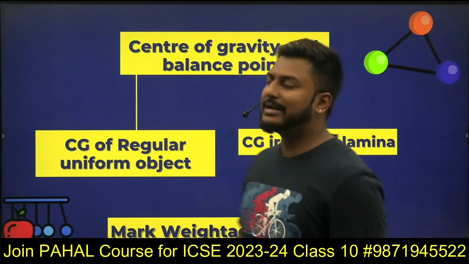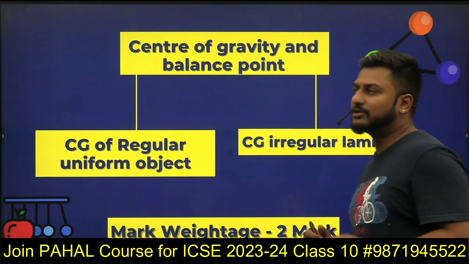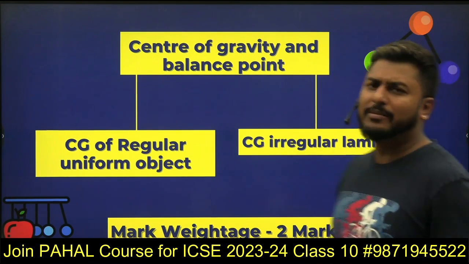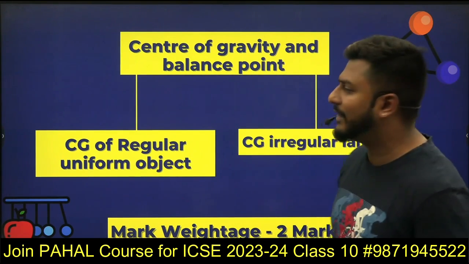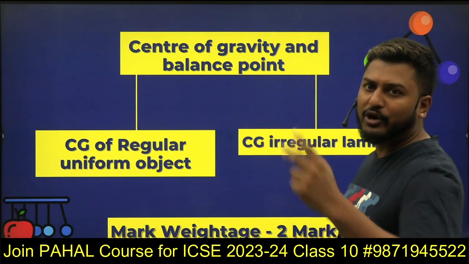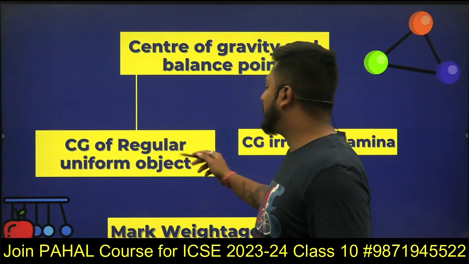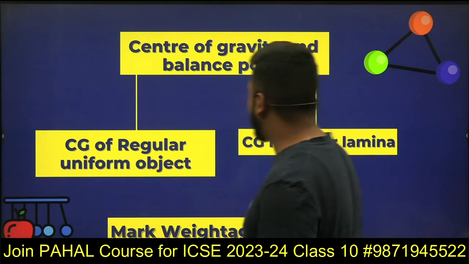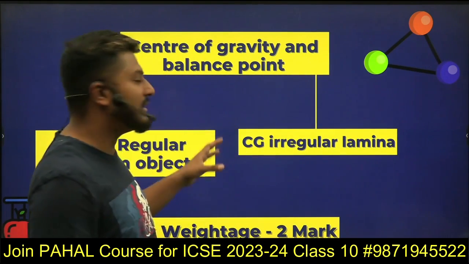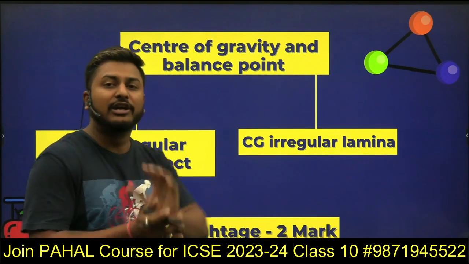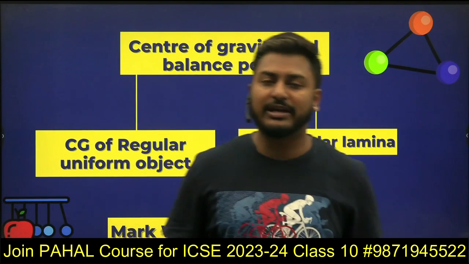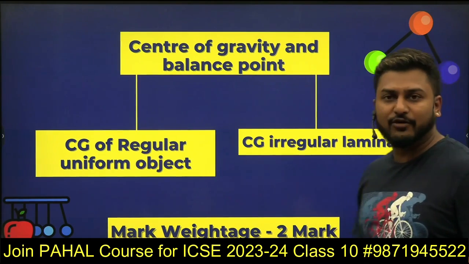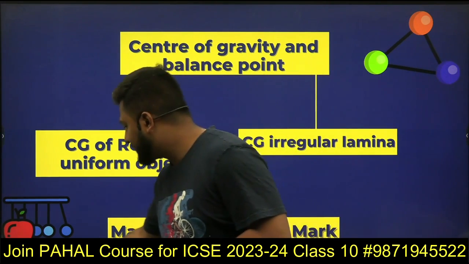So the last topic that is there in our course as per the reduced syllabus, this is center of gravity and balance point. So now let's talk about center of gravity. What is center of gravity? In this topic we'll be broadly taking two concepts: center of gravity of regular uniform objects and center of gravity of irregular lamina. Lamina का मतलब basically यहाँ पे होता है कोई irregular object जिसका कोई shape जो है वो fixed नहीं है, that is known as lamina, right? So center of gravity of regular uniform object and center of gravity of irregular lamina, right?